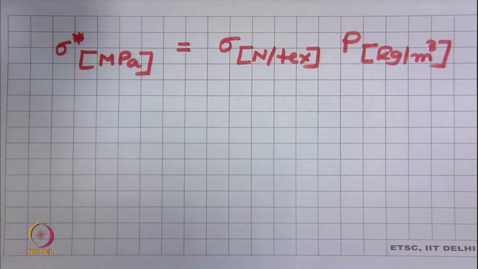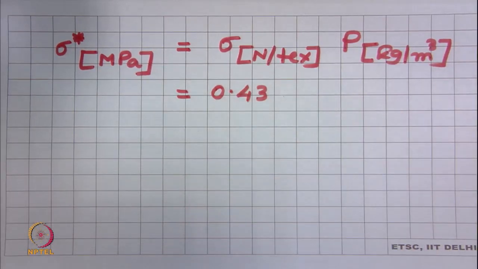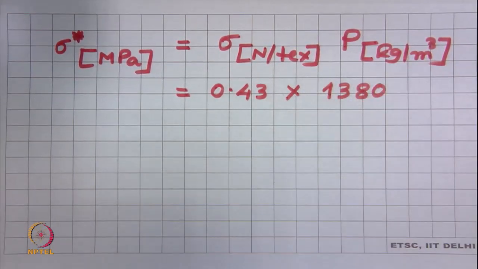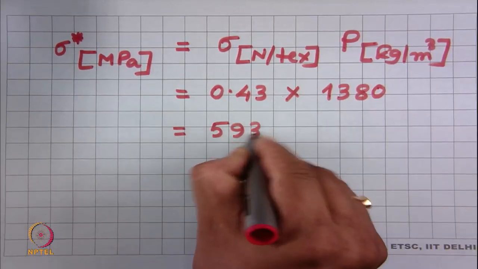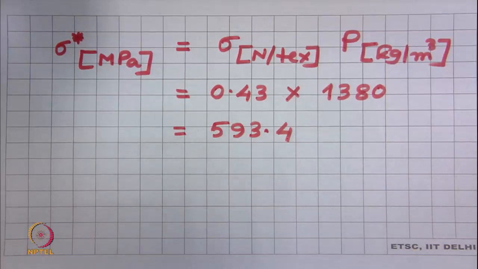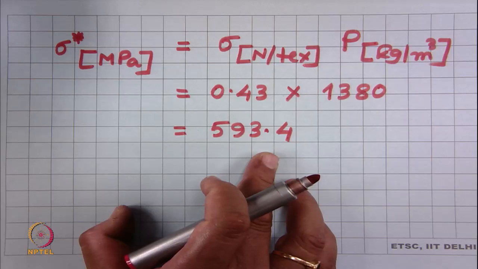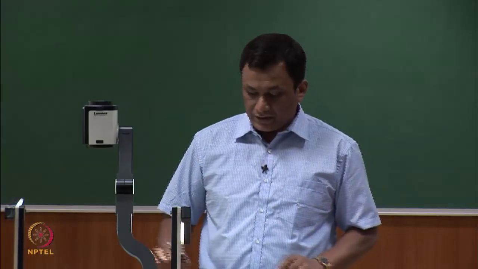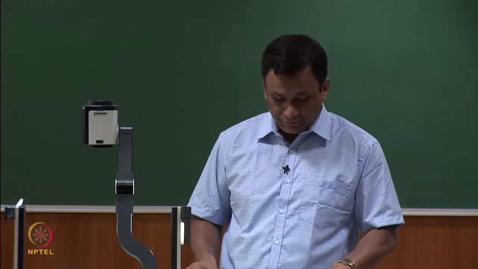Now, what are given? This value sigma 0.43 Newton per tex is given. Density of polyester fiber we can assume as 1380 kg per meter cube. If we multiply these two, we obtain 593.4. So, the engineering strength of this polyester fiber is equal to 593.4 megapascal. It is well known that steel has an engineering strength of 500 megapascal. So, this polyester fiber is more tenacious than ordinary steel. All right.